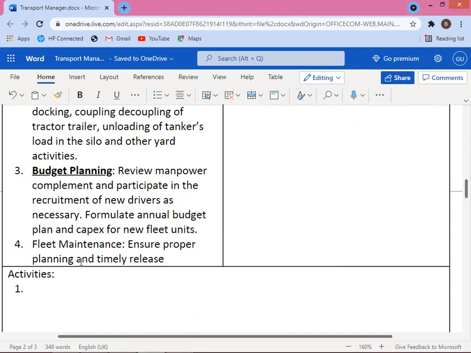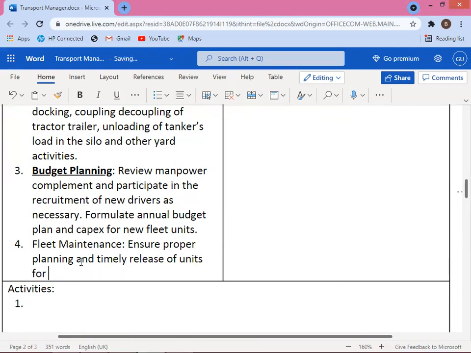Units need to have the oil changed, the oil filter has to be replaced. There is a mileage for oil and for the filters, and air cleaners have to be cleaned. And this is just among the other things that you are going to do when you're doing maintenance and timely release of units for PM, for preventive maintenance.